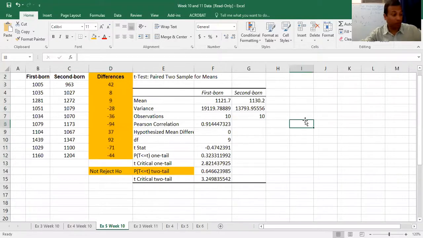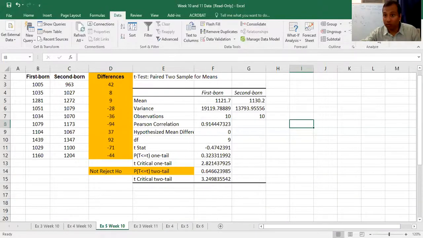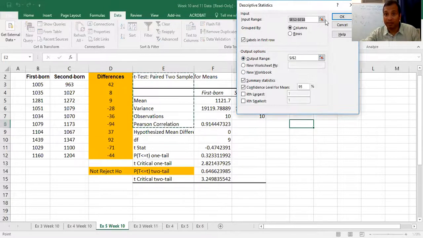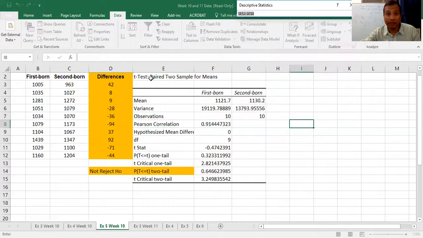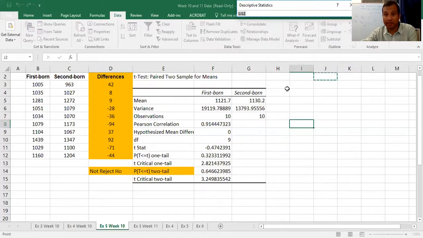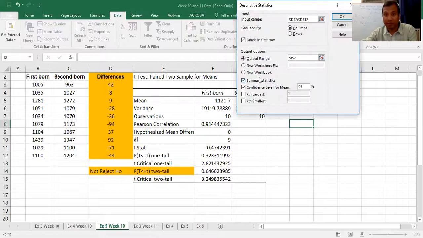So for part B, what will we do? Just the same as the previous one. Go to Data, Data Analysis, and Descriptive Statistics. They're asking for the input range. Just give the difference values and then click OK. Labels, just tick labels. I have selected output range. I want it to be here, all results to be here.